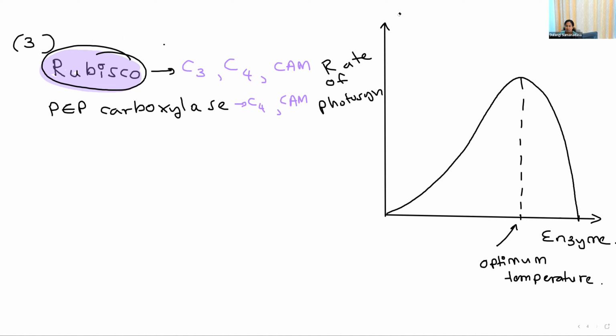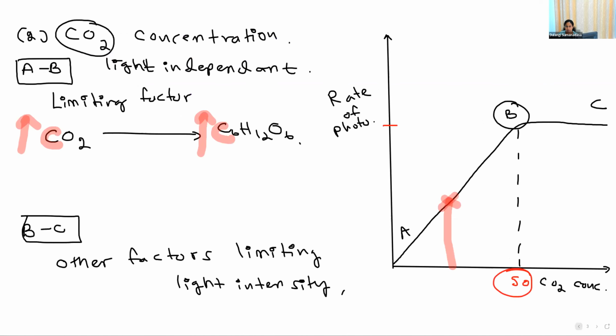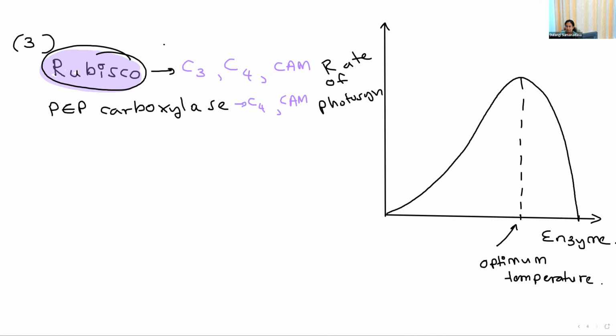I don't know why I wrote enzyme instead of temperature. So the third factor is the temperature, but it's going to affect the enzymes, right? Temperature is the factor, but the temperature is going to affect the enzymes. So enzymes are affected by the temperature. The main enzyme needed for photosynthesis is the Rubisco. Rubisco is going to affect the light independent reactions, or the Calvin cycle.